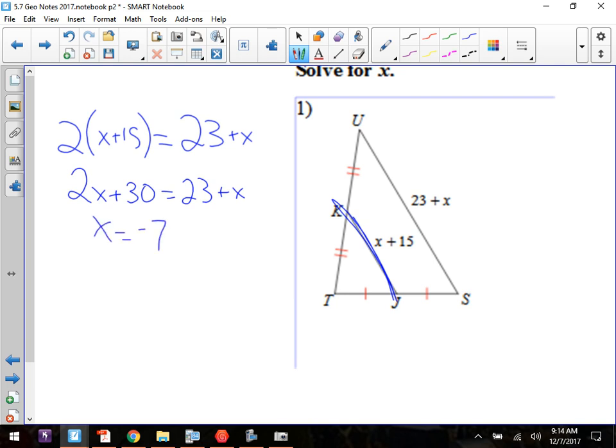Uh-oh, can you have a negative for an x? Yeah, perfectly fine. Because if you go back and look at it, what's negative 7 plus 15? 8. And then what's 23 minus 7? 16. So wouldn't that have to be half of it? Happens, guys. Want to make sure you guys see that. It happens. It's okay that you get negative answers because your segments or angles might not necessarily be negative. Okay?